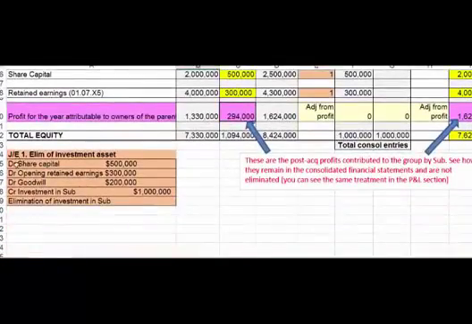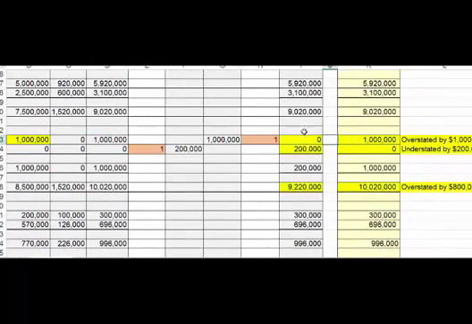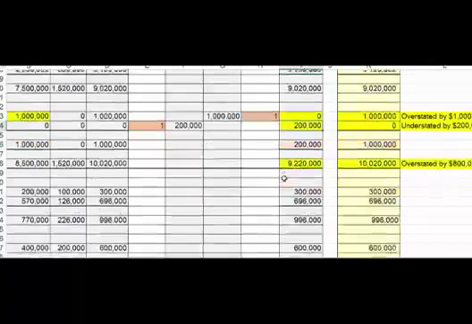So down the bottom here, you'll see here's my elimination of investment asset entry. I'm reducing my asset to zero by crediting the investment $1 million, debit the share capital, debit the retained earnings at the acquisition date, and recognise the goodwill of $200,000. So by doing that, you'll see that the balance over in my consolidation column is zero for the investment asset, and the goodwill gets recognised of $200,000. So that's what we want to see.